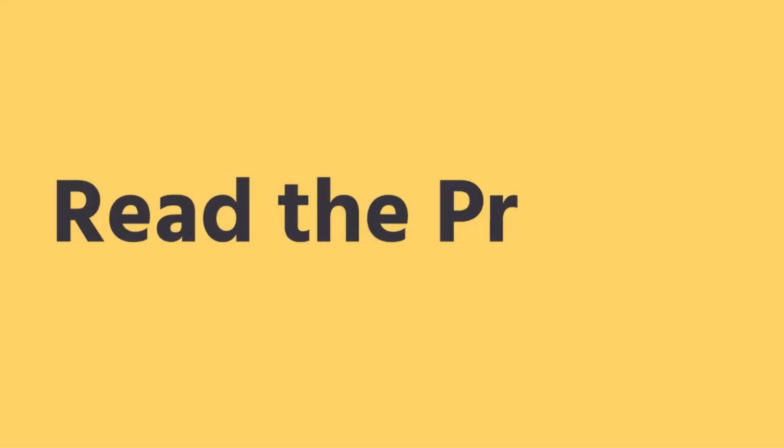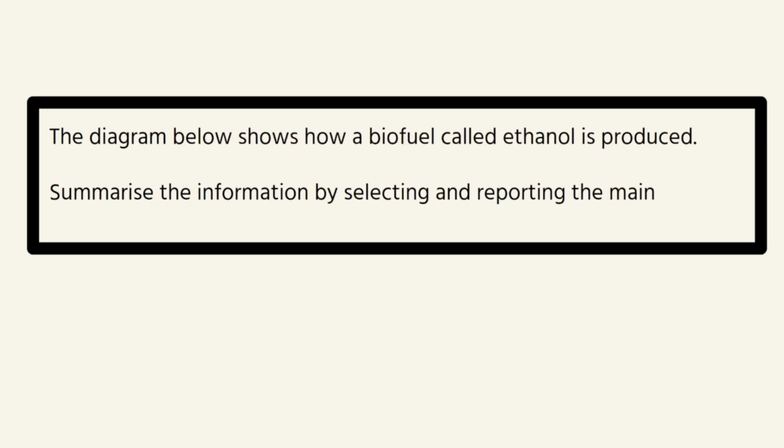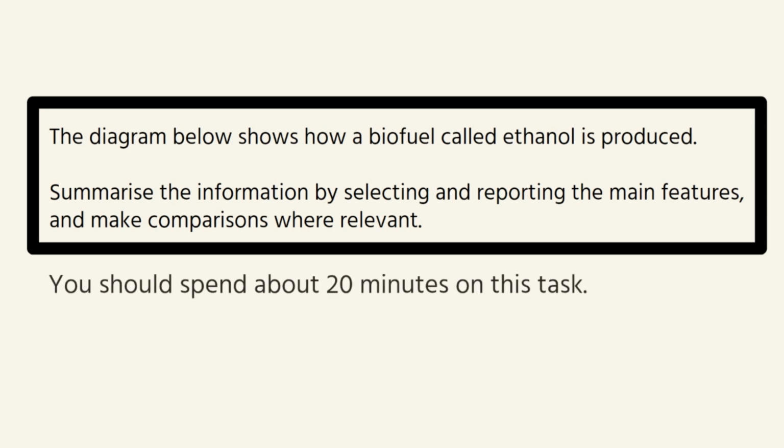Step 1. Read the prompt. The diagram below shows how a biofuel called ethanol is produced. Summarize the information by selecting and reporting the main feature and make comparisons where relevant.